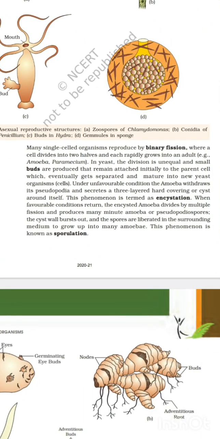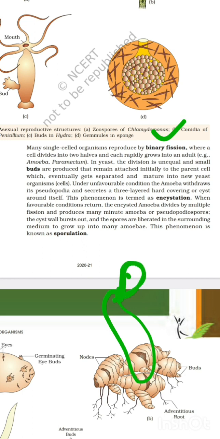Many single-celled organisms reproduce by binary fission. The cell divides into two halves and each rapidly grows into an adult, for example in amoeba and paramecium. So binary fission is a mode of asexual reproduction. Then in yeast, the division is unequal and small buds are produced that remain attached initially to the parent cell, which eventually separate and mature into new yeast organisms. A new bud is formed as a lateral outgrowth. Now this bud detaches and forms a new individual. This method is commonly seen in yeast.